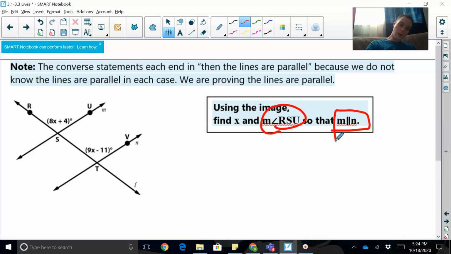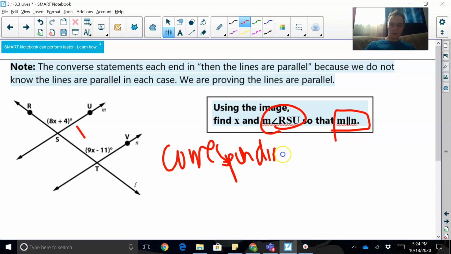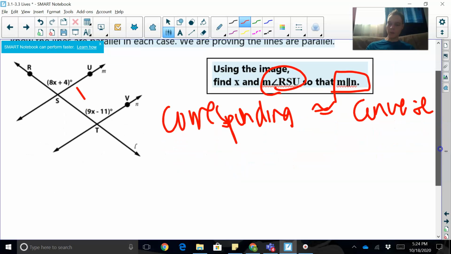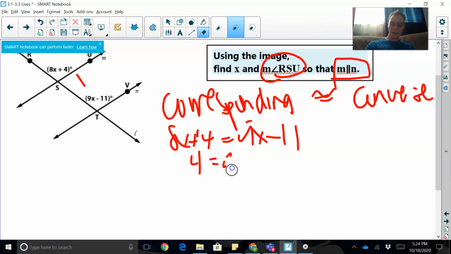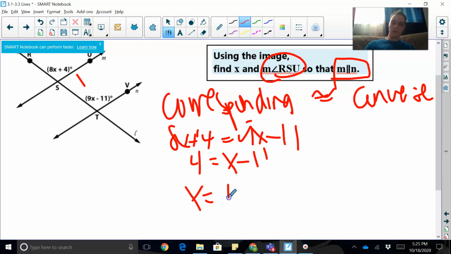If you look, these are corresponding angles, so I'll be using the corresponding angles converse. We know that those would be congruent to each other. So we have 8x plus 4 equals 9x minus 11, and I'll just solve this equation. Subtract the 8x on both sides, and I'll get x left over here. Add 11 over, and you get x equals 15. So if x equals 15, then the lines are parallel.